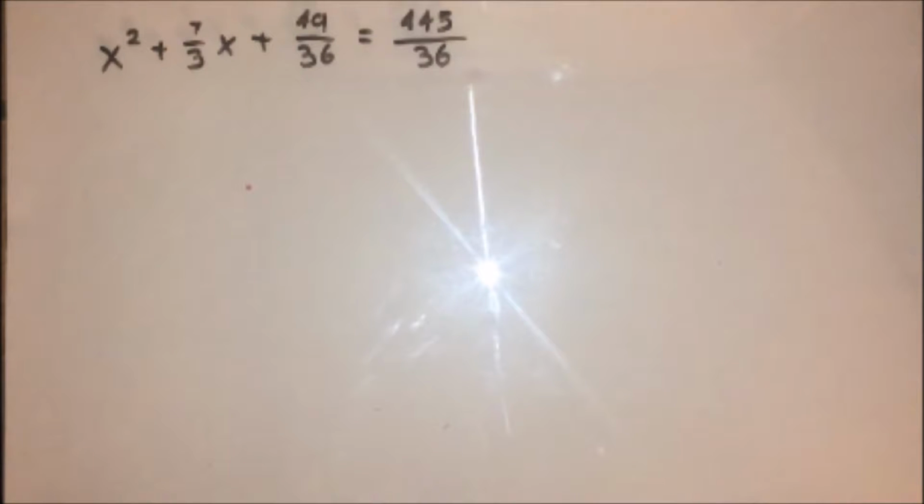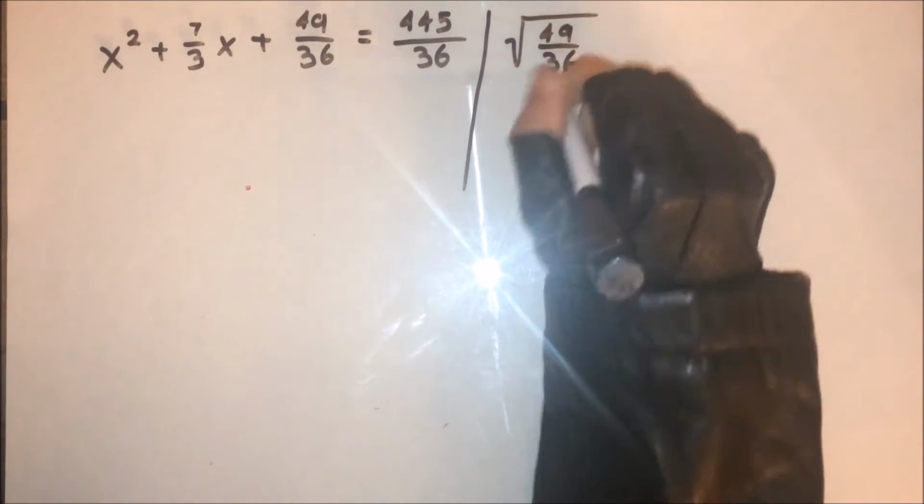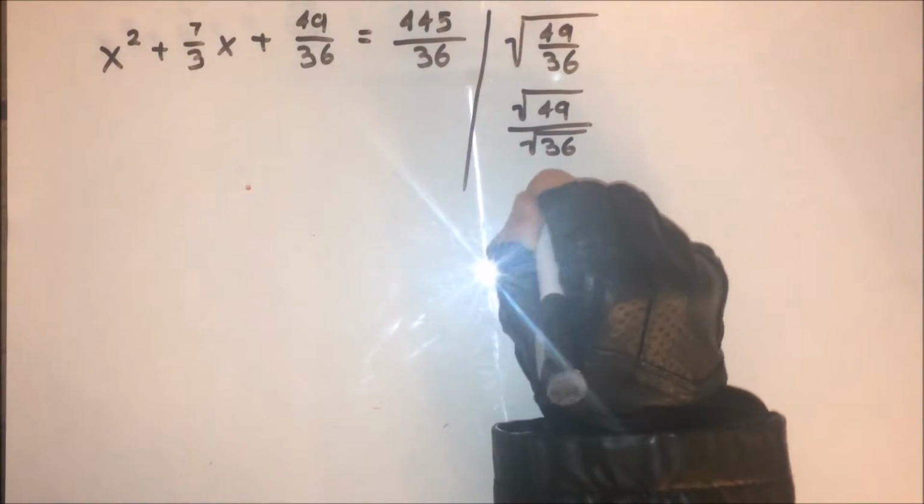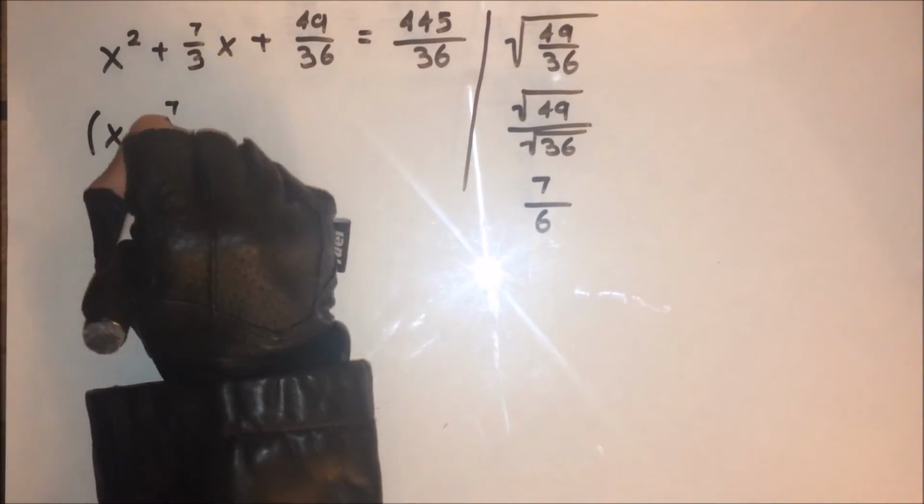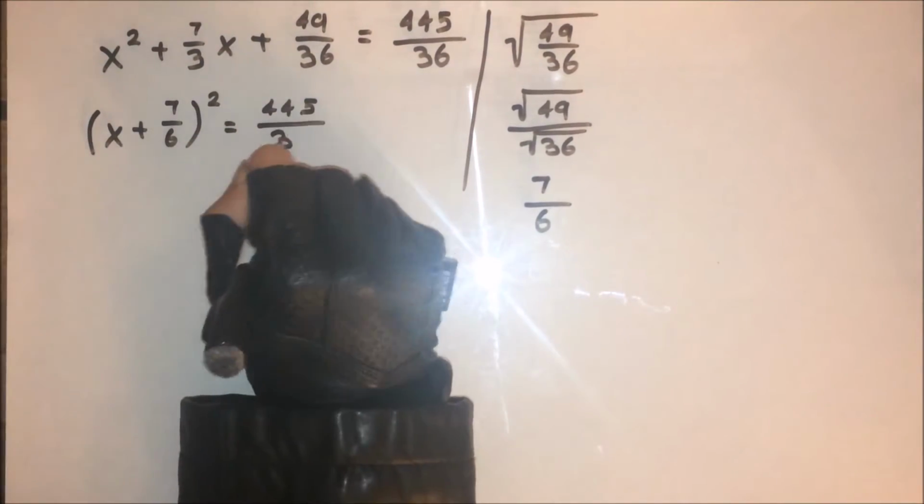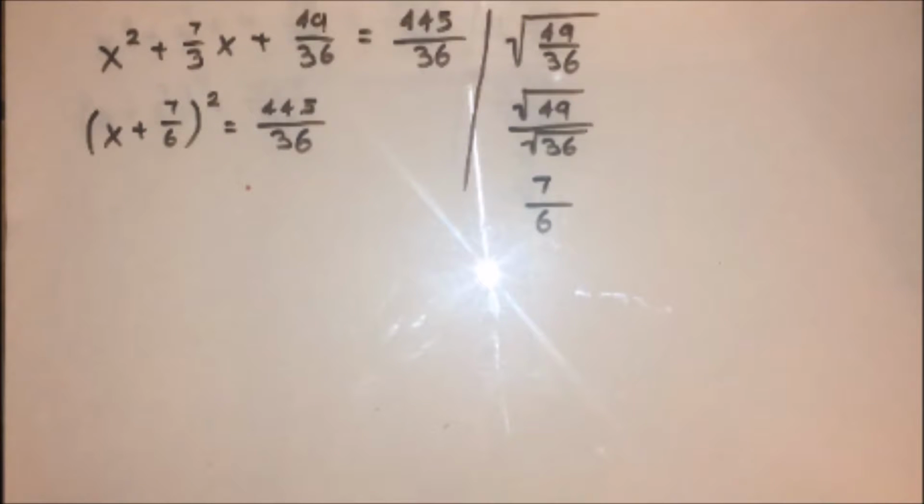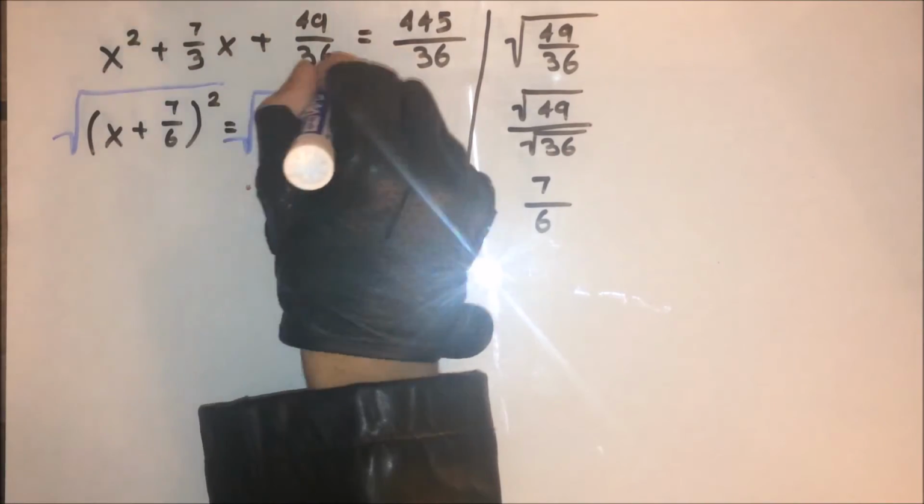Now that we've completed the square, all we need to know is what the square root of 49 over 36 is, which isn't too hard if you split it up. The square root of 49 equals 7, and the square root of 36 equals 6, so the square root of 49 over 36 equals 7/6. Therefore, our factored equation is x plus 7/6 quantity squared. Now we just solve for x.